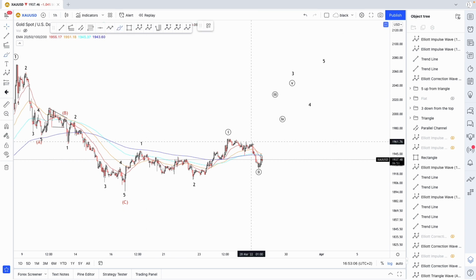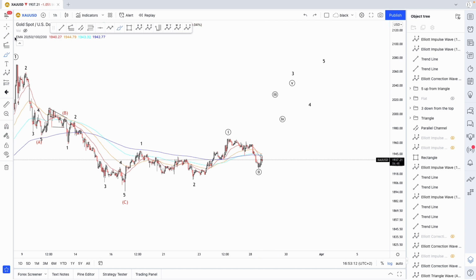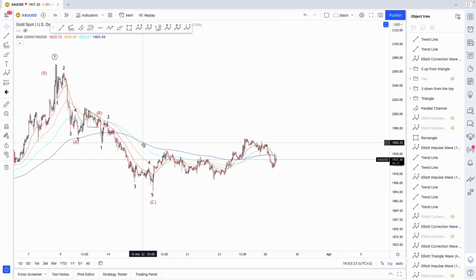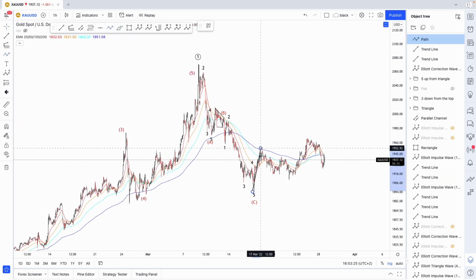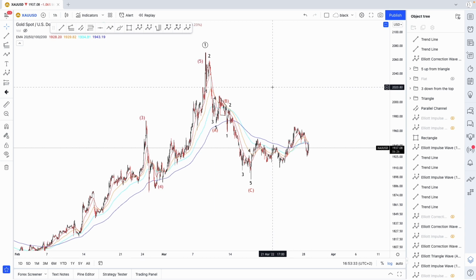Ideally, we would like to see upside soon, a very fast move to the upside, either starting today or tomorrow at the latest. Otherwise, this could just have been a three-wave move, A, B, C, and then either we're resuming lower or we're making a more sideways correction. So let's hide some of these tools so that things are a bit more clear.